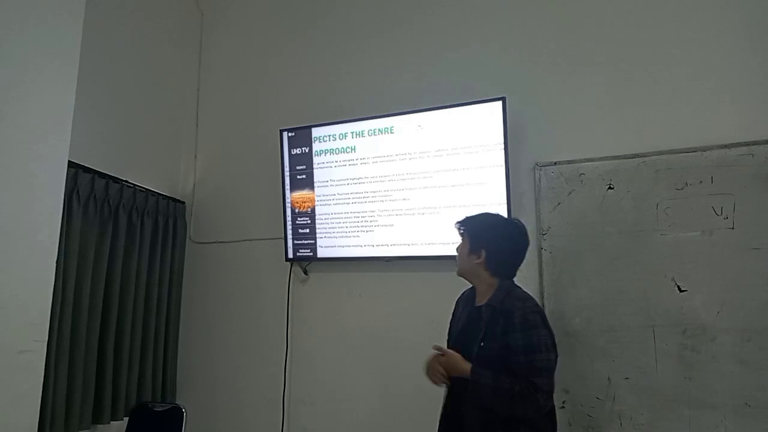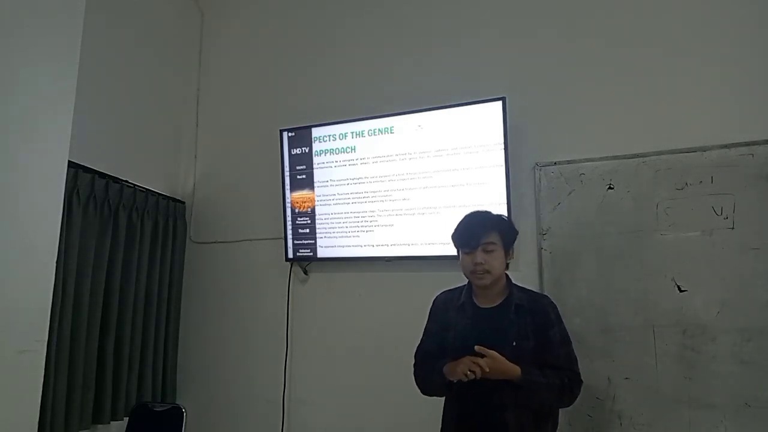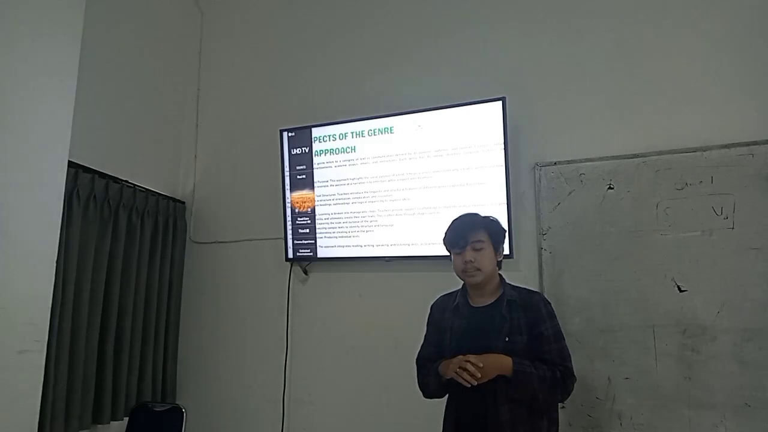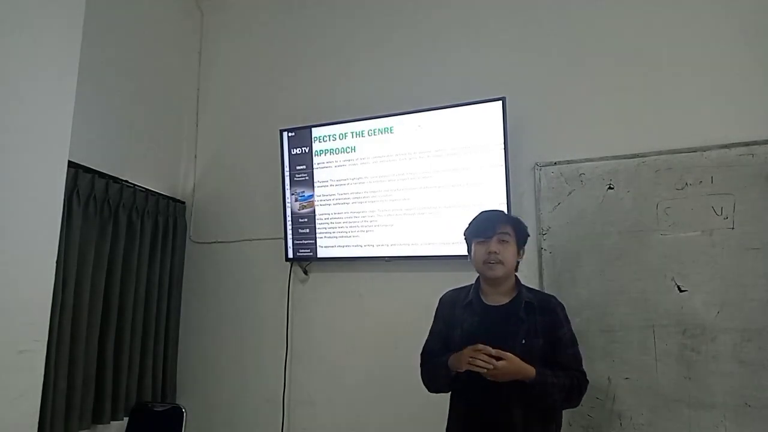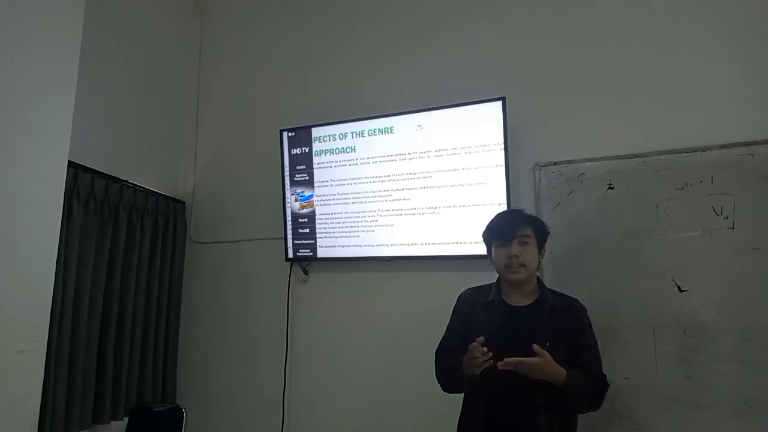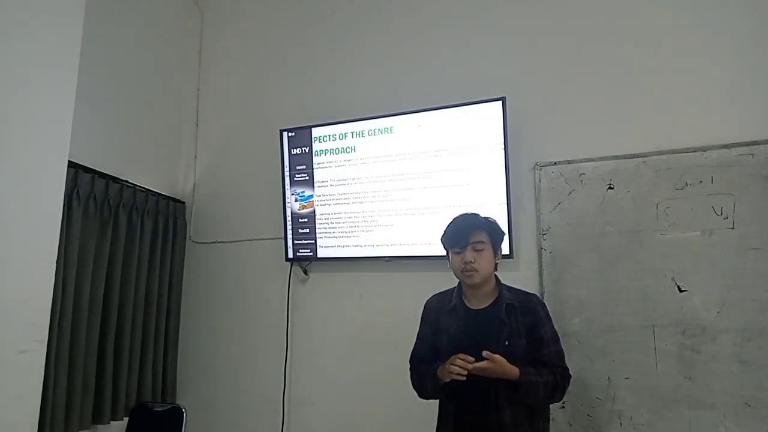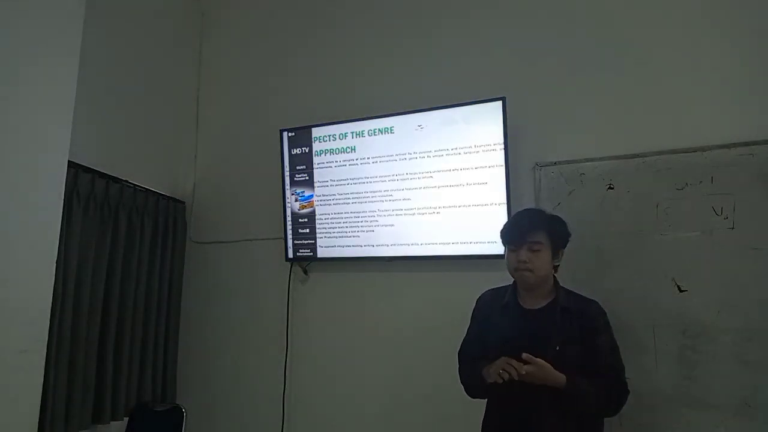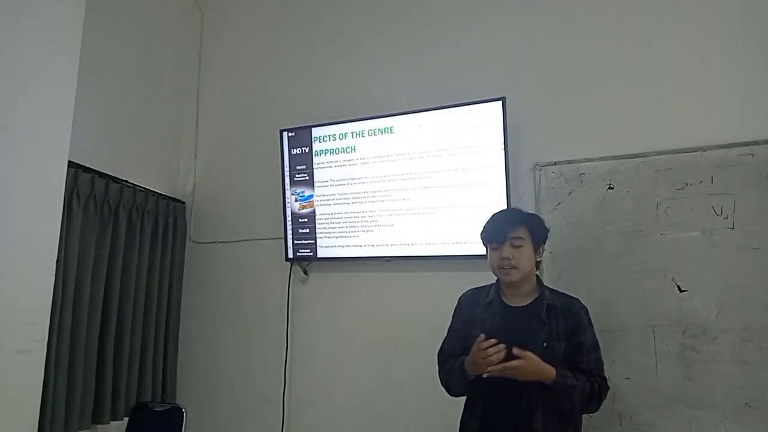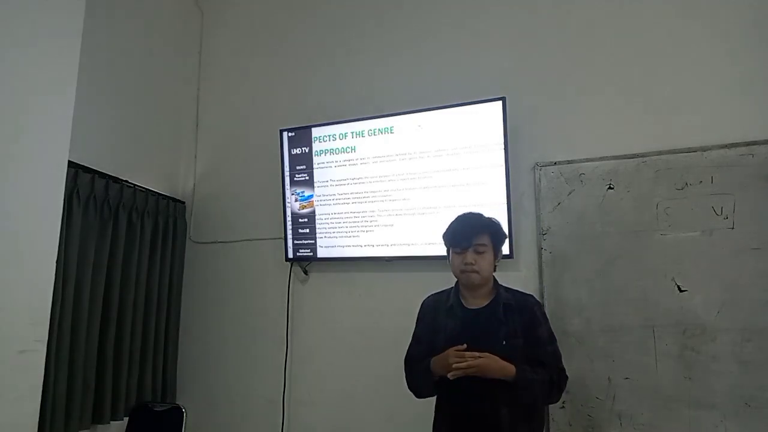Okay, the second one is focus on context and purpose. This approach highlights the social purpose of the text. It helps learners understand why a text is written and how it is meant to be used. For example, the purpose of a narrative is to entertain, while a report aims to inform.